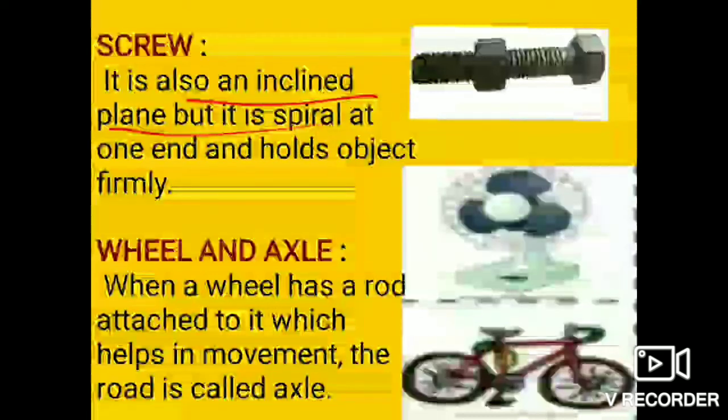Wheel and axle. This simple machine consists of a wheel rigidly attached to a rod. That rod is called the axle. When one rotates the wheel, the axle also rotates. We find a wheel and axle machine in a sewing machine and the bicycle. The steering wheel of a car is also an example of a wheel and axle machine.